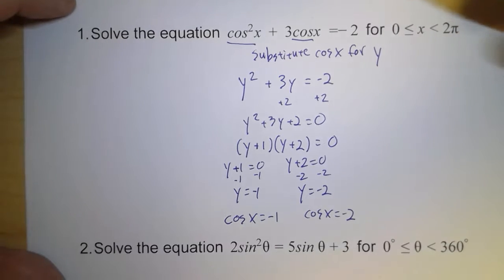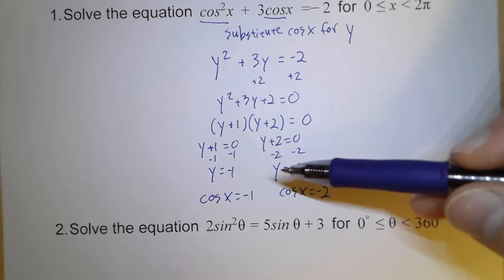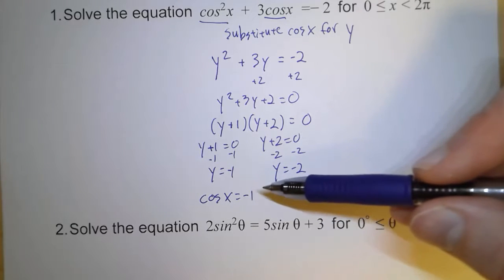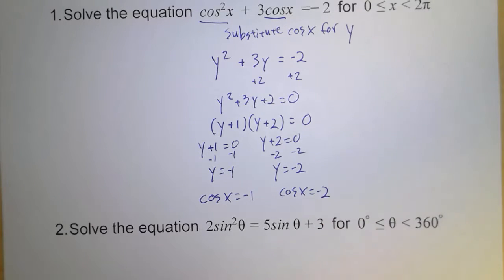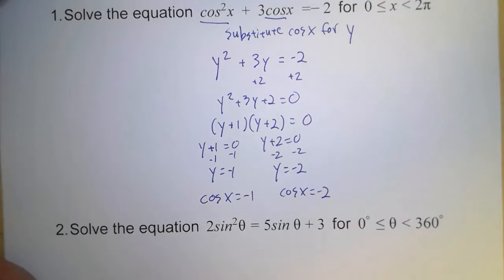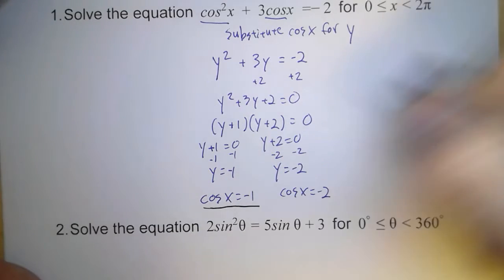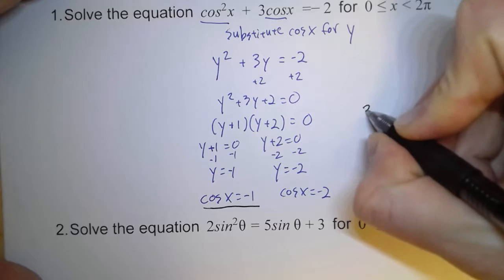So now all we have to do is look at our unit circle, and I'll add a link in the description for the unit circle worksheet that we have so that you can quickly reference it. And so we need to know, when is cosine negative 1 and when is cosine negative 2? Well, cosine is negative 1 at pi.